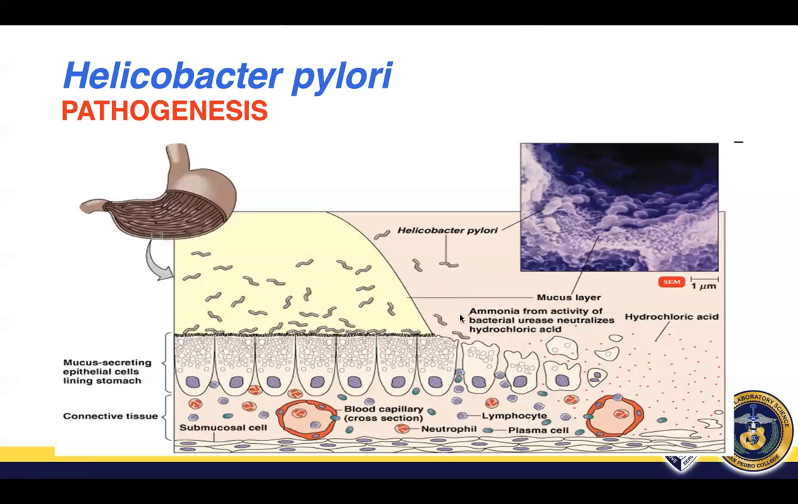So the large amounts of ammonia produced from the activity of bacterial urease will neutralize the hydrochloric acid, which is bad for the functioning of our stomach.